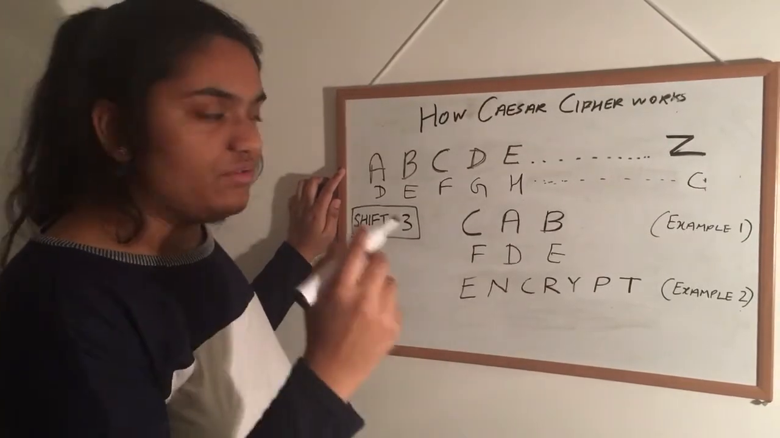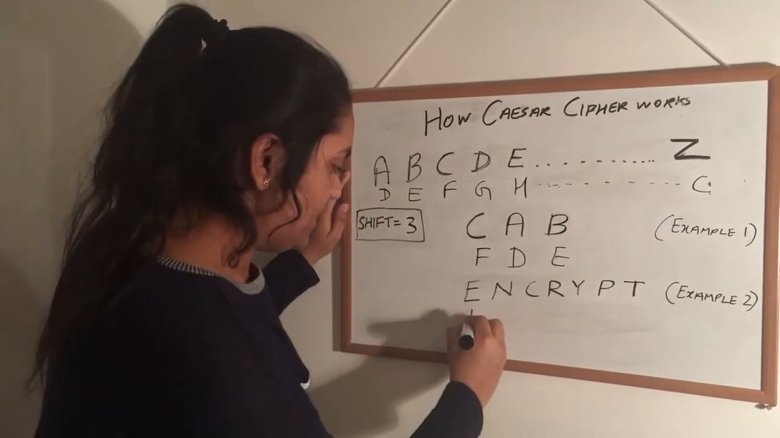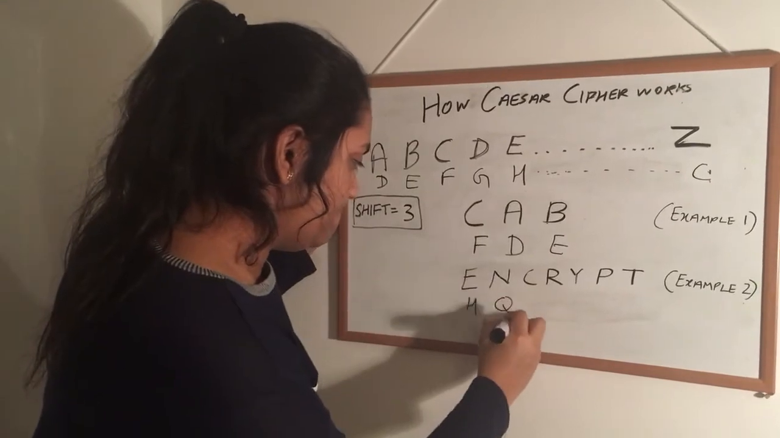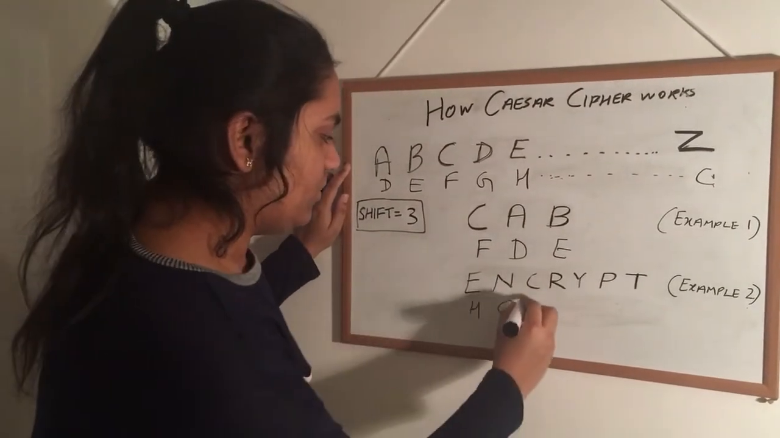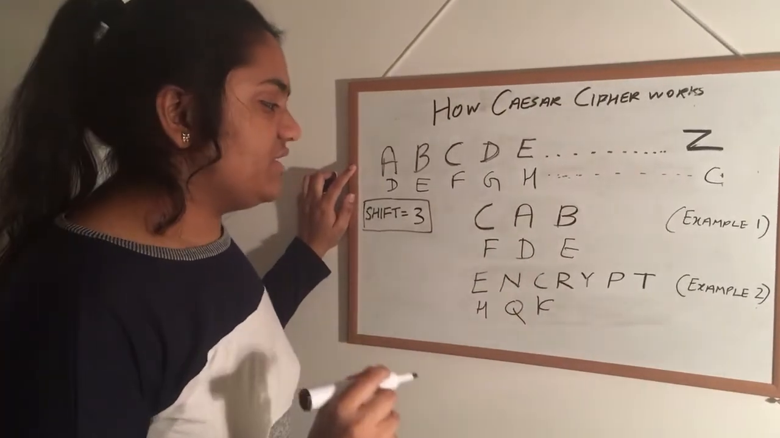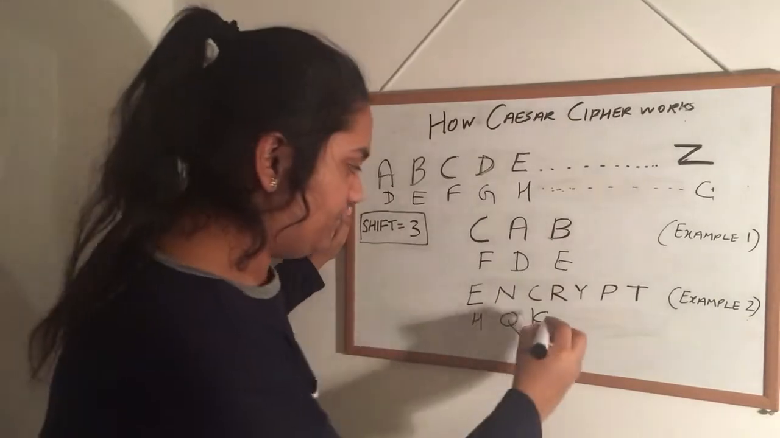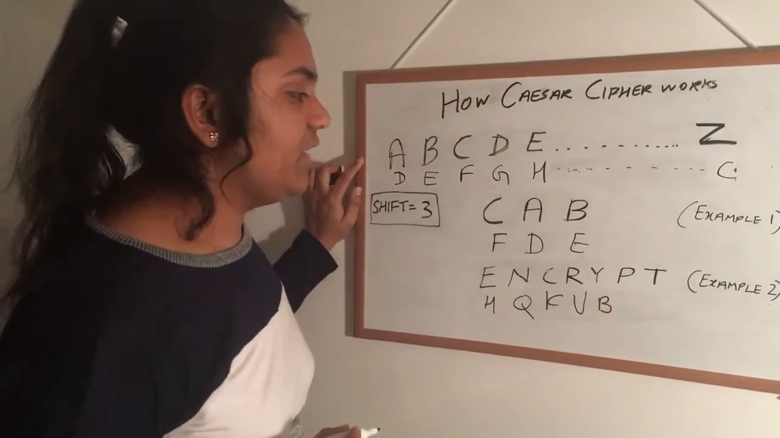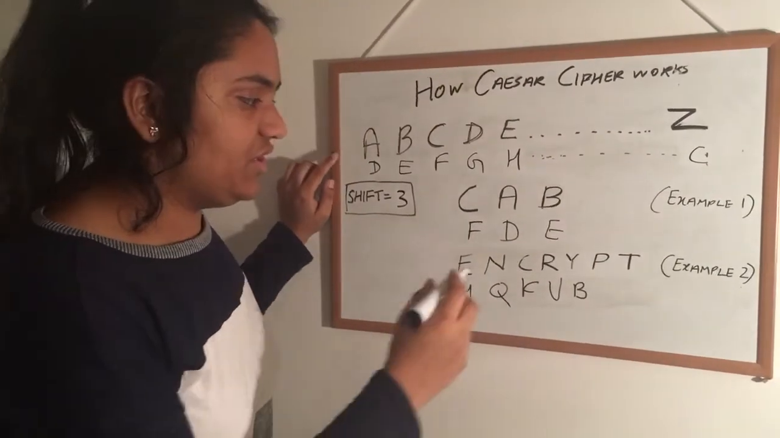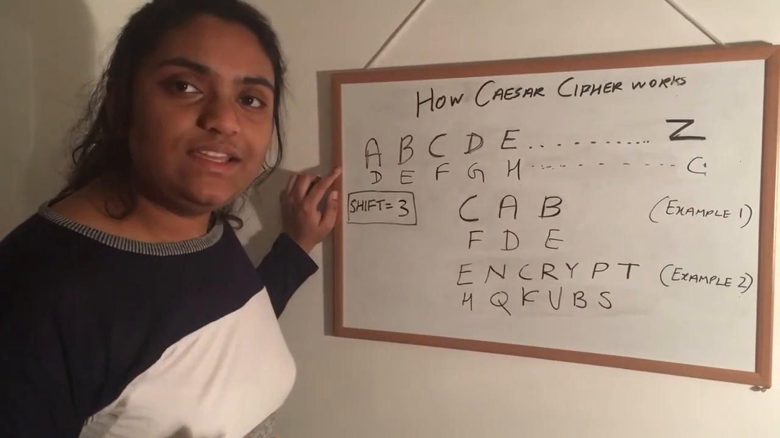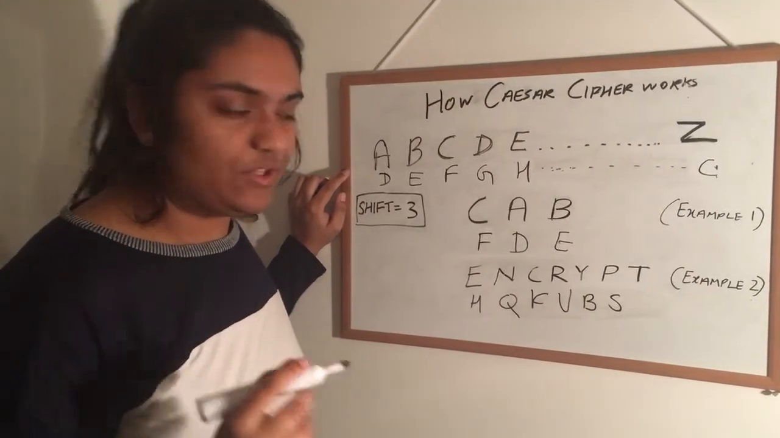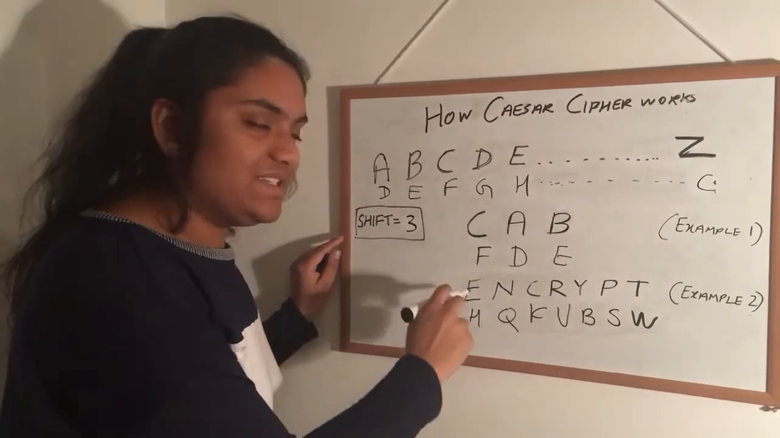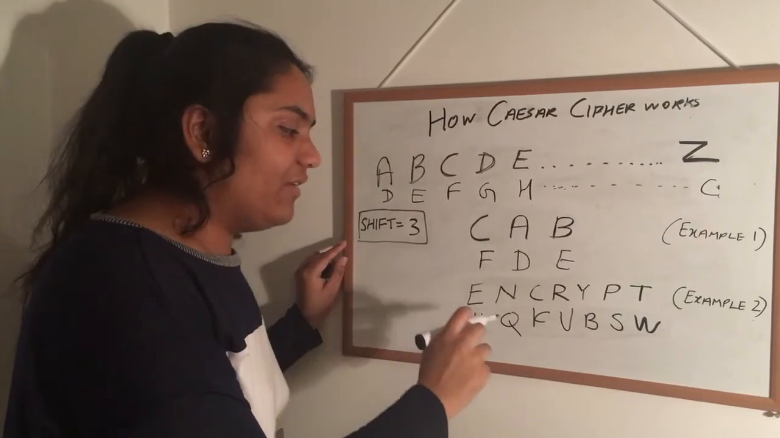So E is shifted 3 letters, which is F, G, H, which becomes H. N is shifted 3 letters, which is O, P, Q, which is Q. C is shifted 3 letters, which is F. R is shifted 3 letters, which is S, T, U. Y is shifted 3 letters, which is B. P is shifted 3 letters, which is Q, R, S, so S. T is shifted 3 letters, which is U, V, W, so W. So the encrypted text version of the plain text encrypt is HQFUBSW.